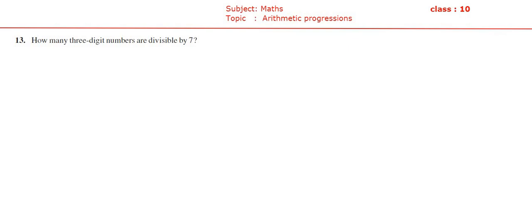Good morning, dear students. In the last class, we discussed exercise 5.2, up to the 12th problem. Now we'll continue with the 13th one. Here they ask: how many 3 digit numbers are divisible by 7?